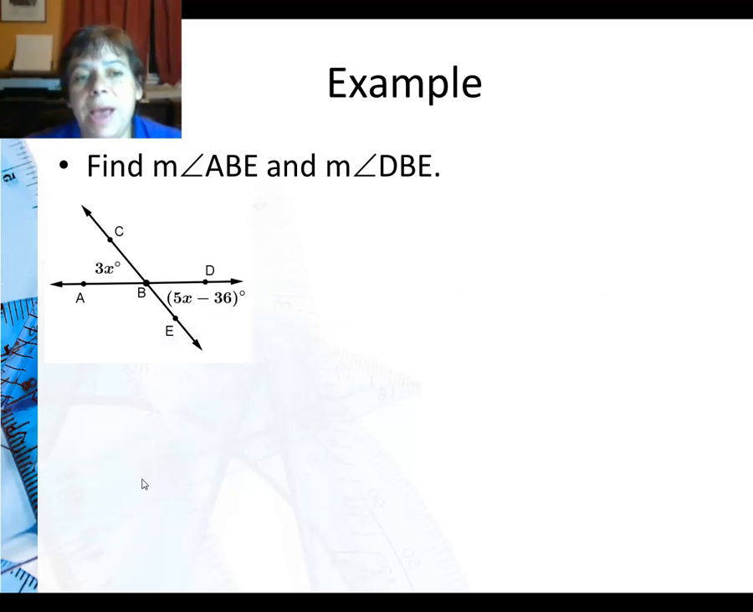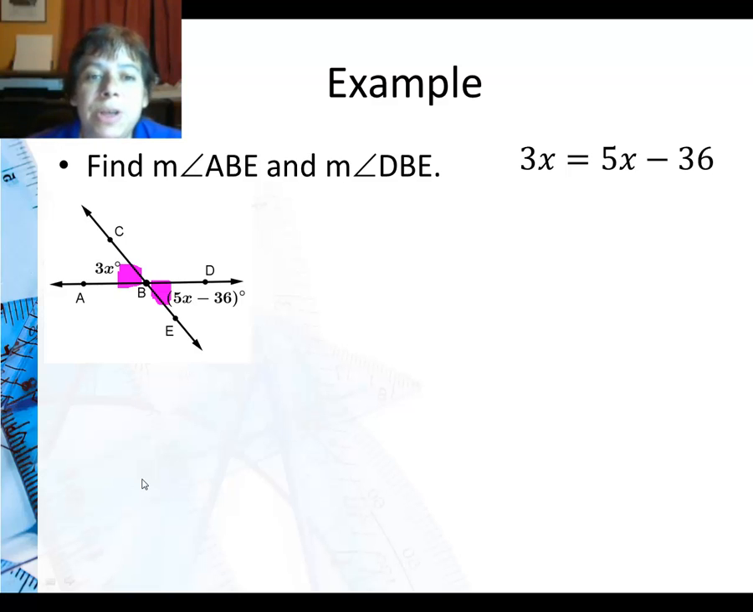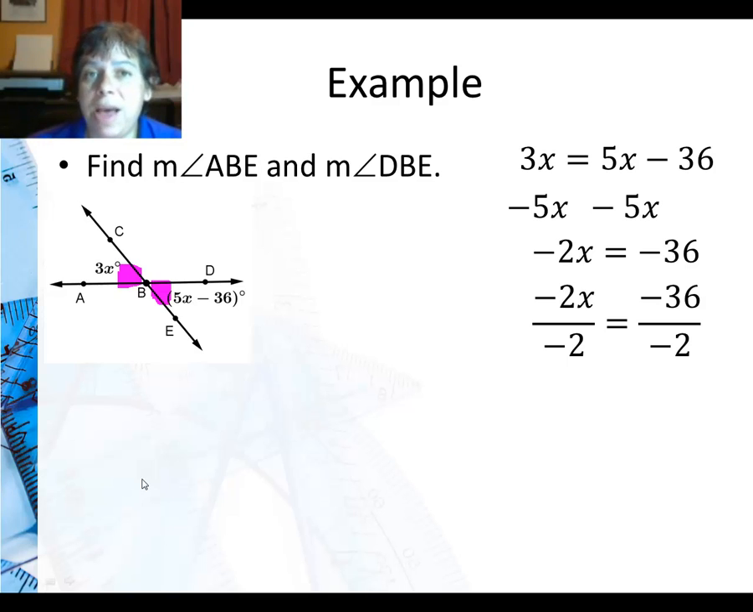So here's our example. I want to find the measures of angle ABE and angle DBE. One thing I notice is that I have a pair of vertical angles. So I'm actually not going to do ABE first because I don't have enough information to find it. But I do have enough information for DBE. I have an expression for the vertical angle. So I set the two angles equal. 3x equals 5x minus 36. Subtract 5x from both sides, and I get negative 2x is negative 36. Go ahead and divide both sides by negative 2, so x is 18.